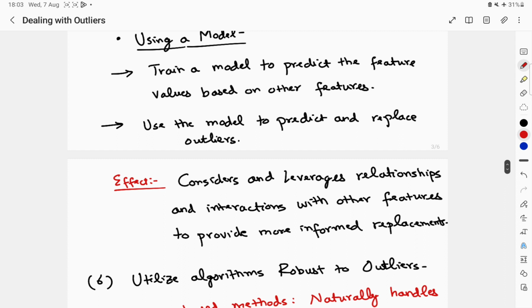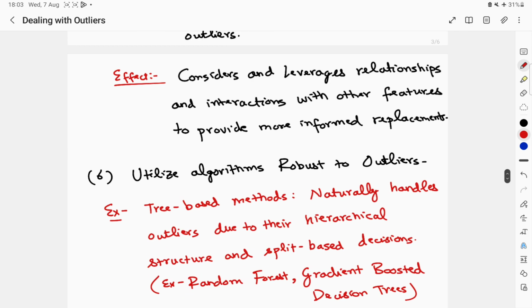The effect that it would have, and the advantage, is that it considers and leverages the relationships and interactions with the other features to provide a more informed replacement of your outliers. Let us talk about the sixth approach, that is to utilize the algorithms that are more robust to outliers. So here, for example, you can use algorithms like tree-based methods such as random forest and gradient boosted decision trees, essentially techniques like bagging and boosting. So they can naturally handle the outliers due to their hierarchical structure and split-based decisions to a great extent.